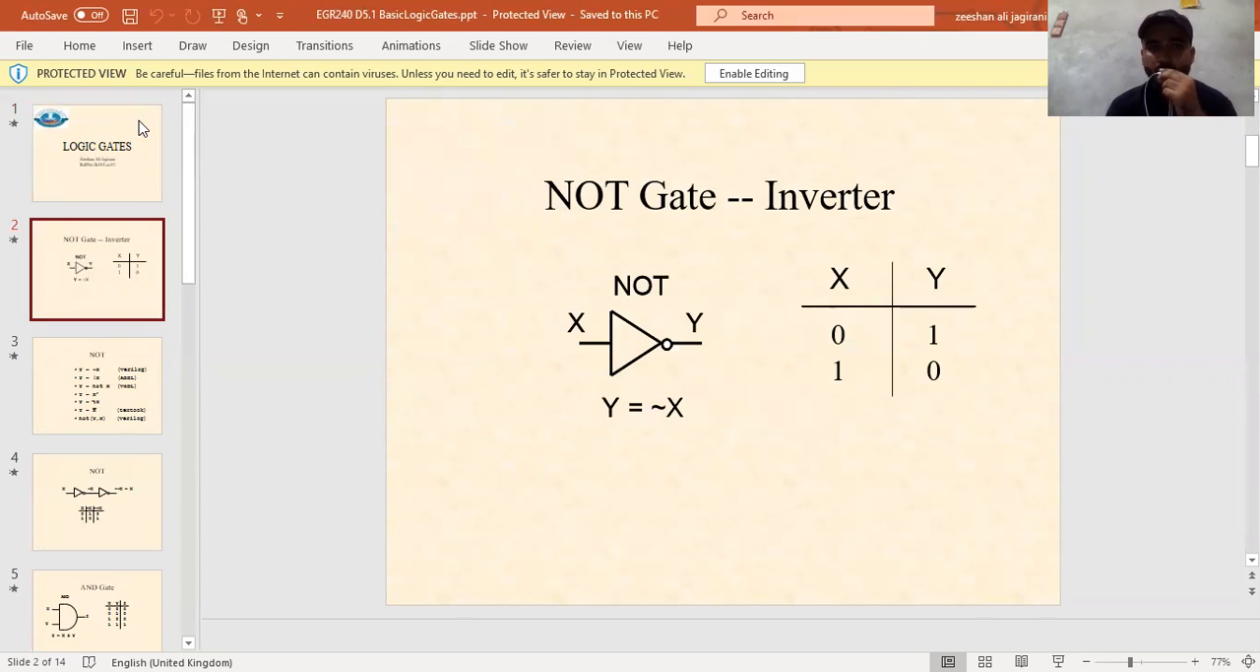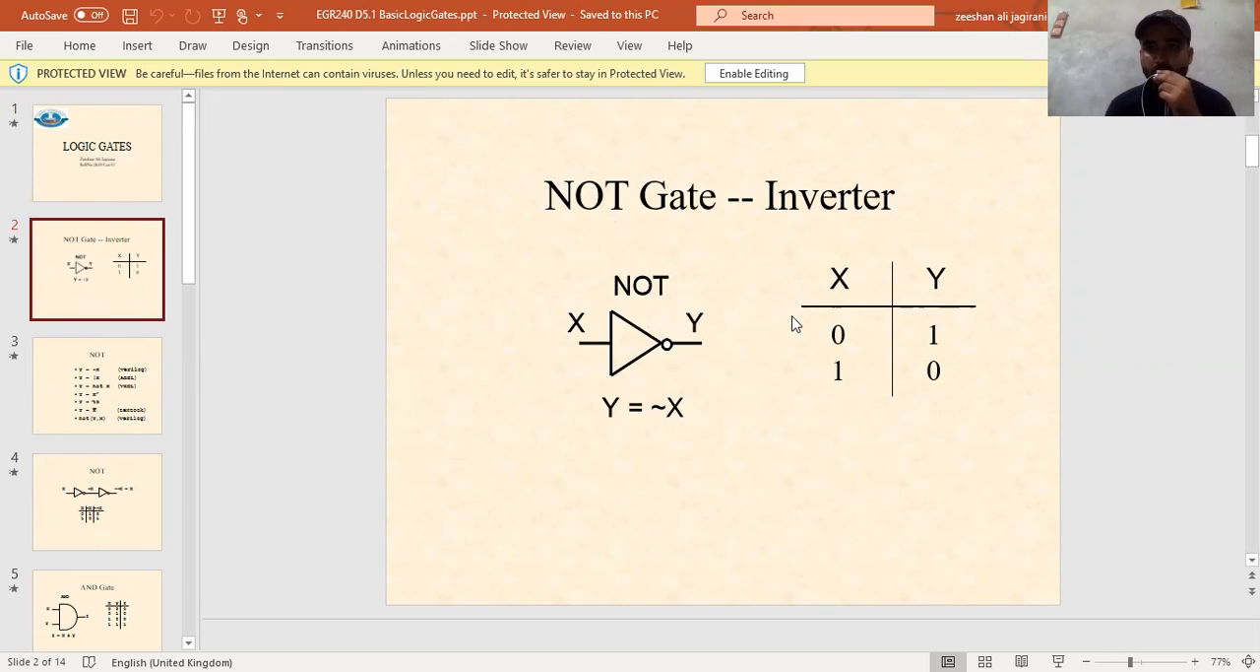Today my topic is logic gates. The NOT gate, also known as an inverter. Its function is converting a value into its opposite. Like you can see here, X is the input and Y is the output.